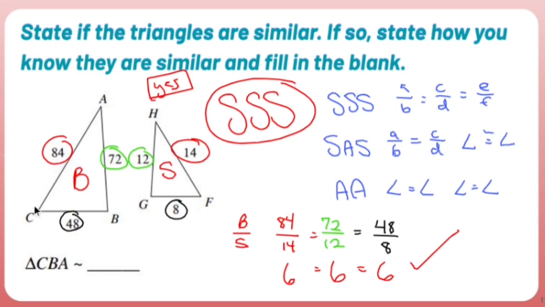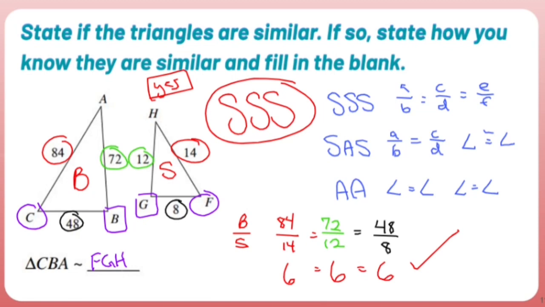C matches up with the F over here. How do I know that? C is in between red and black. F is in between red and black. C matches up with F. B is in between green and black. G is in between green and black. So G. And then the only ones left are H.